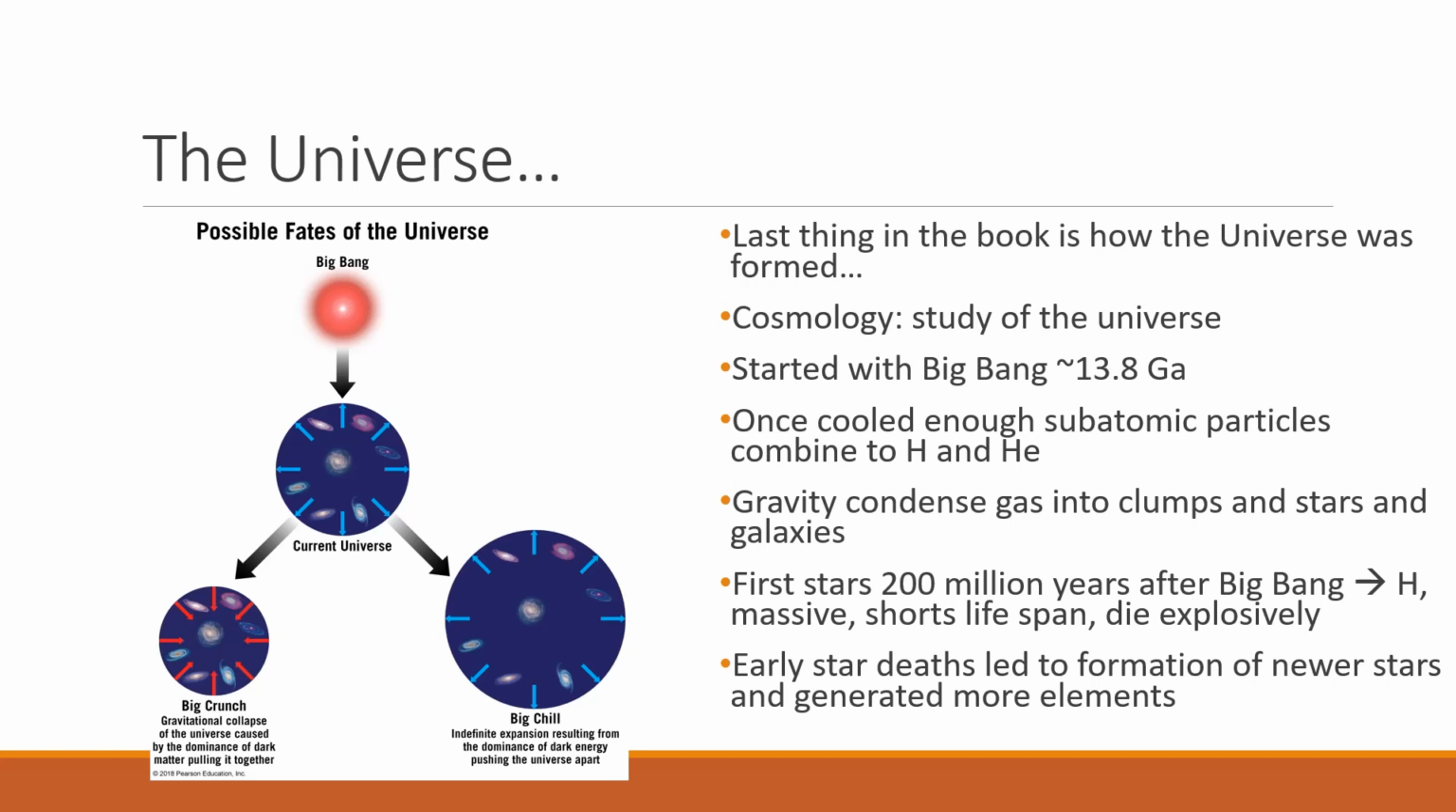Those early stars were primarily hydrogen. They were very, very massive and they had a very short lifespan. Because of this, they died very explosively. And the deaths of these early stars is what led to the formation of newer stars, and this is where we were able to generate more of the complex elements. So as we have more explosive deaths and combinations, we can only form elements up to a certain complexity within a regular star. We have to have some of these larger stars exploding in order to form the more complex elements. So it was through these early star deaths that we were able to actually completely form our universe.